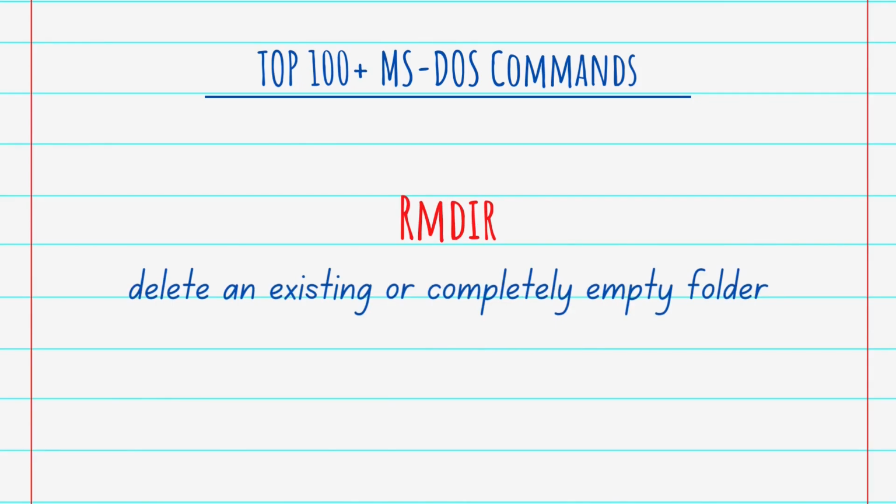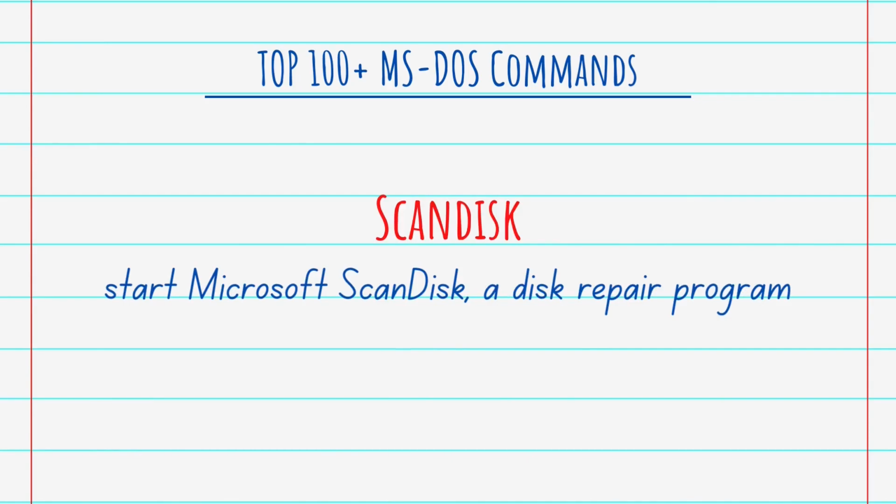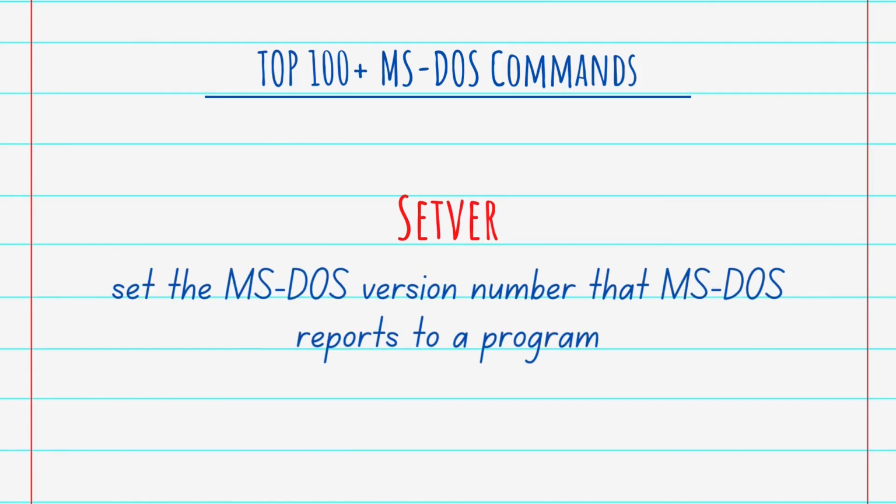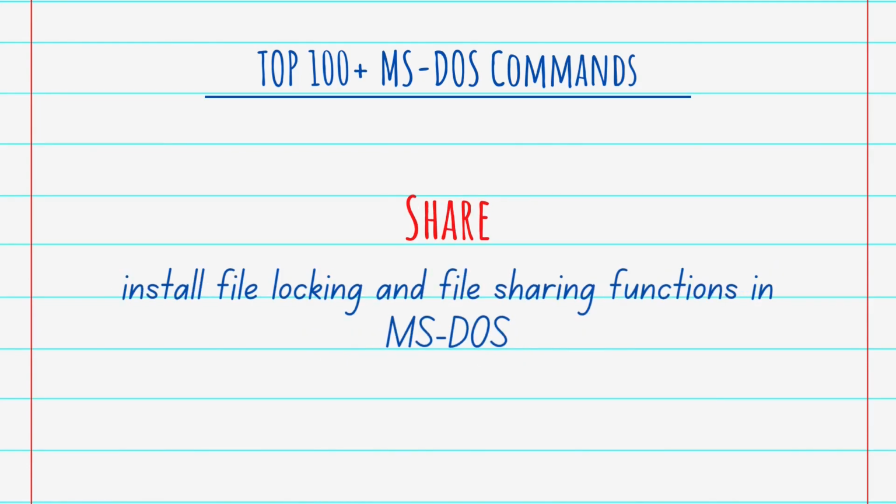RMDIR command is used to delete an existing and completely empty folder. Next is the ScanDisk. The ScanDisk command is used to start the Microsoft ScanDisk, a disk repair program. Next is the set command. Set command is used to display, enable or disable environment variables in MS-DOS or from the command prompt. Next is the setver, that is SETVER. This command is used to set the MS-DOS version number that MS-DOS reports to a program.